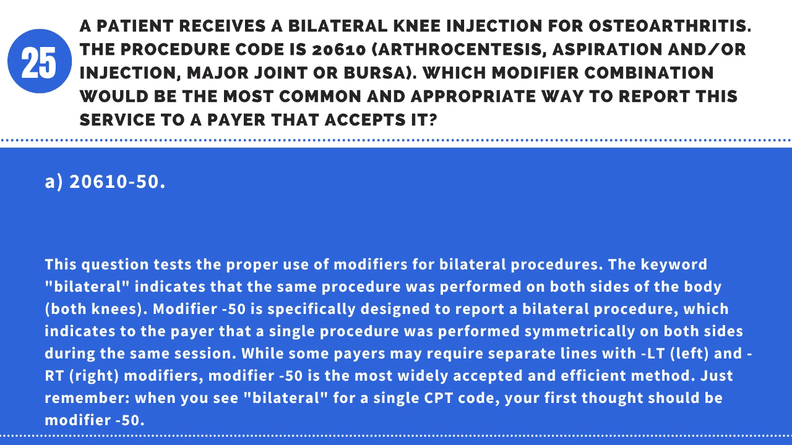20610-50. This question tests the proper use of modifiers for bilateral procedures. The keyword bilateral indicates that the same procedure was performed on both sides of the body, both knees. Modifier -50 is specifically designed to report a bilateral procedure, which indicates to the payer that a single procedure was performed symmetrically on both sides during the same session. While some payers may require separate lines with LT, left, and RT, right, modifiers, modifier -50 is the most widely accepted and efficient method. Just remember, when you see bilateral for a single CPT code, your first thought should be modifier -50.